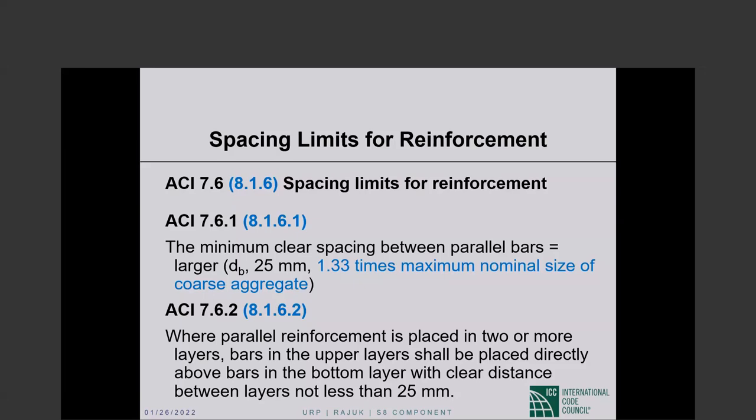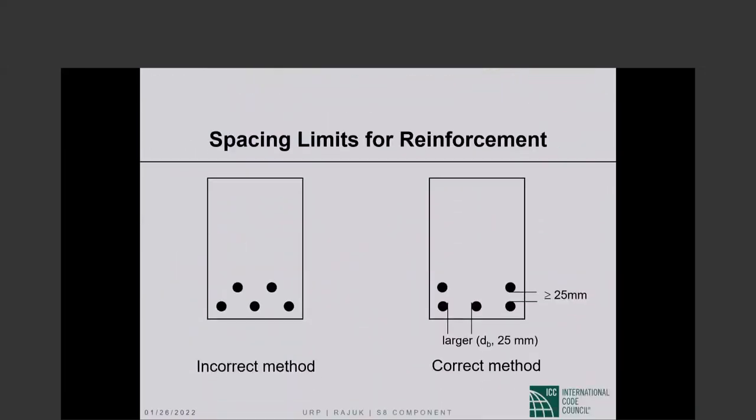Where parallel reinforcement is placed in 2 or more layers, bars in the upper layer shall be placed directly above bars in the bottom layer with clear distance between not less than 25 millimeters. This is extremely important. Okay, this is no good.